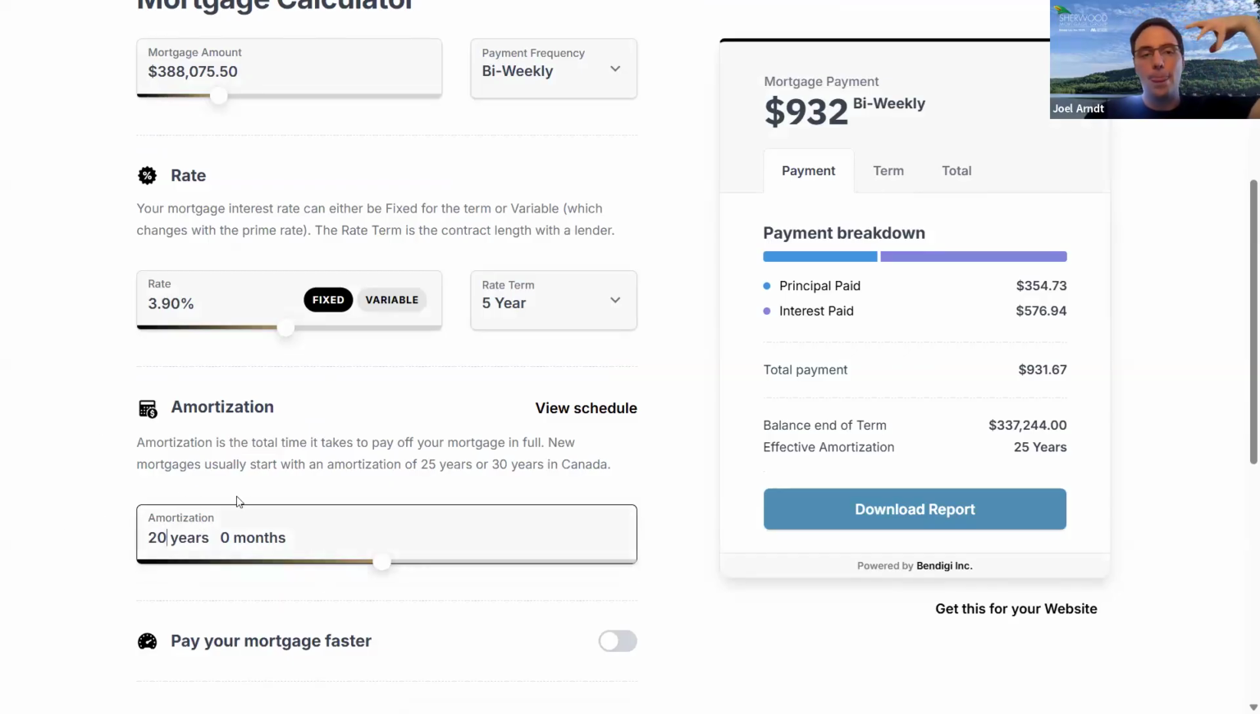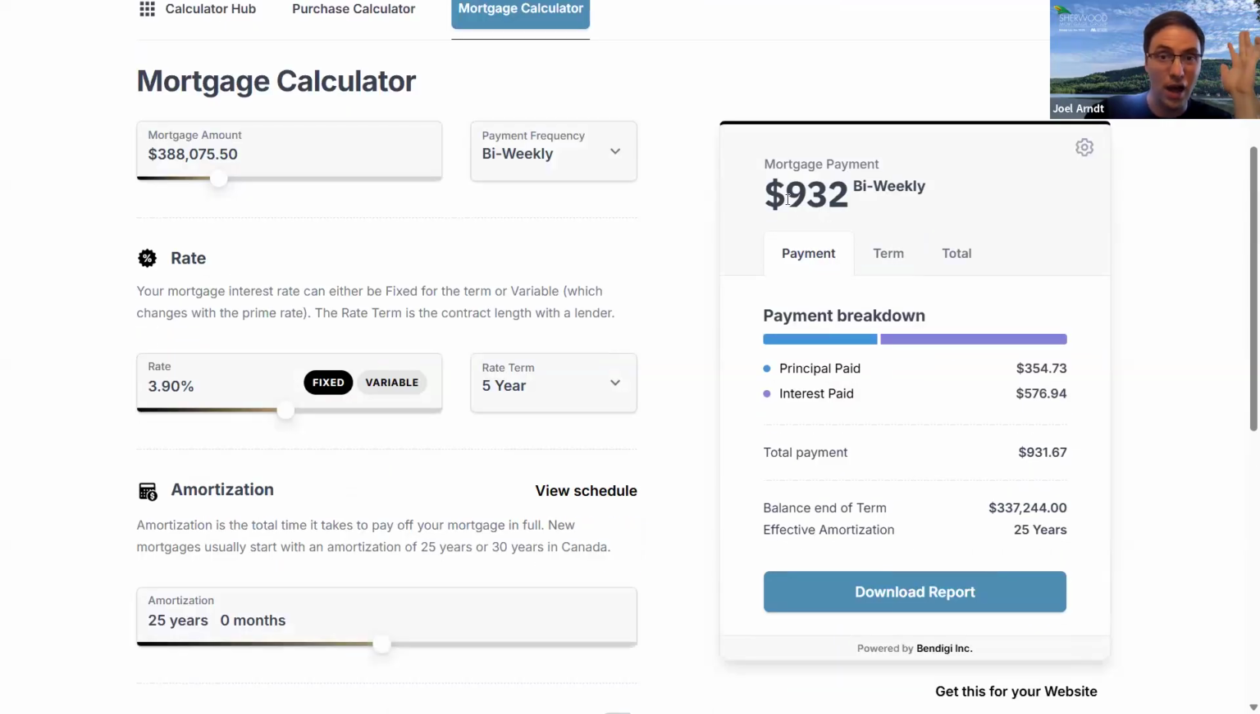Because you've been paying off your mortgage for 5 years. Your amortization is now only 20 years. If we forget to put that in, it's going to look a lot lower. So right now the biweekly payment is 932, but that's not real. Your actual amortization is 20 years. So your biweekly payment is 1072. Okay, so it's a really quick way to calculate.